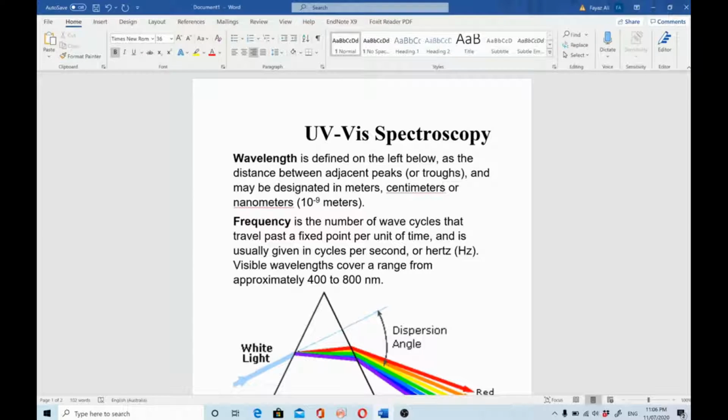But as I'm going systematically, I will first describe a few terminologies that are necessary to understand UV visible spectroscopy. UV stands for ultraviolet and vis for visible. Alright, so these are the two very basic terminologies, wavelength and frequency.